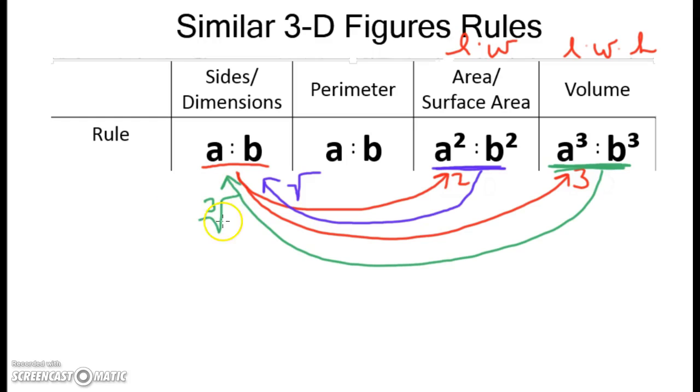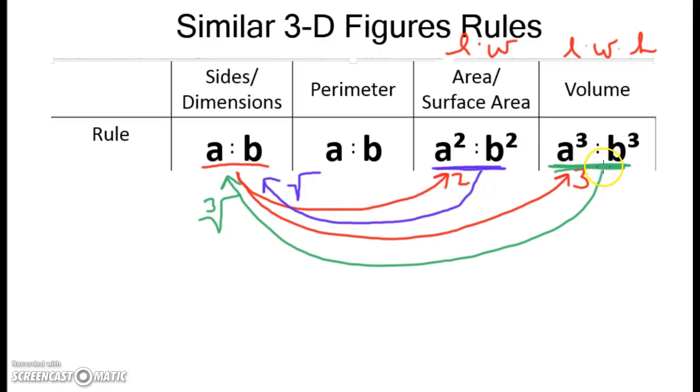Now the cube root in your calculator is under the math menu. So in your calculator, if you hit the math button, you'll see the cube root is option number 4. And so you can take the cube root of the number just by going math 4 and then typing in the number that you want.